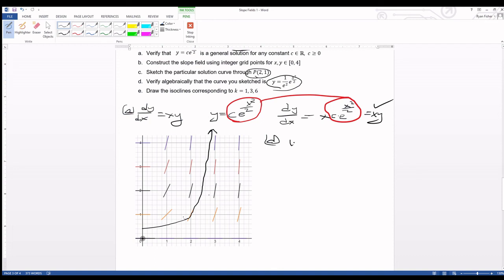So let's see, y is 1. We have c times e to the 2 squared over 2. Which says that 1 is equal to c times e to the 2 squared over 2. 2 squared is 4. 4 divided by 2 is 2. And when you divide both sides by e squared, c is equal to 1 over e squared. Or better yet, y equals 1 over e squared times e to the x squared over 2.